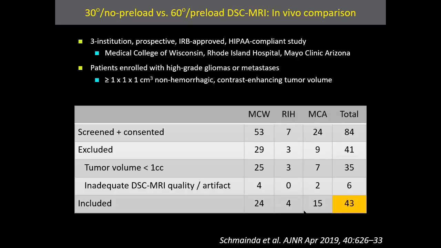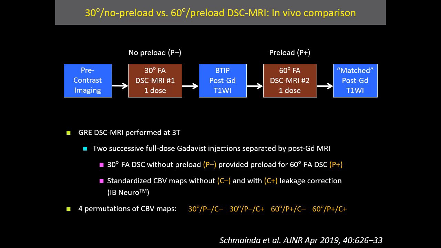Kathleen Schmainda just recently published the results of a 3-institution prospective trial that enrolled patients with high-grade gliomas or metastases that had at least a cubic centimeter of contrast-enhancing tumor, and 43 patients were enrolled. In this study, we performed gradient echo DSC using 2 successive full-dose Gadavist injections separated by conventional post-contrast imaging: a 30-degree flip angle DSC without preload, P-, provided preload for a 60-degree flip angle DSC, P+, and we obtained CBV maps without and with leakage correction, yielding 4 permutations of CBV maps.